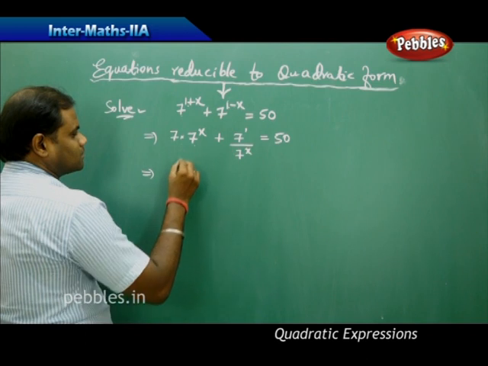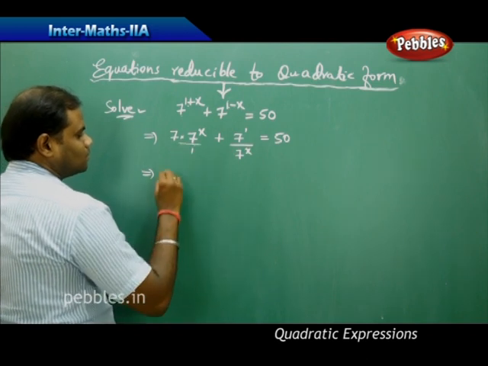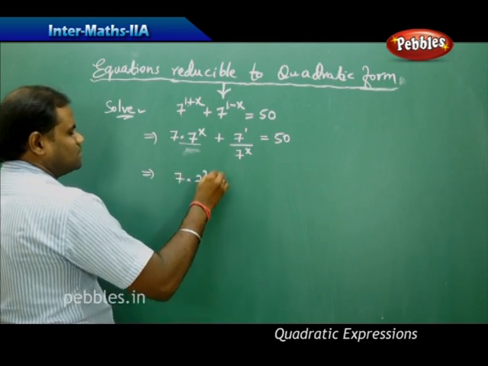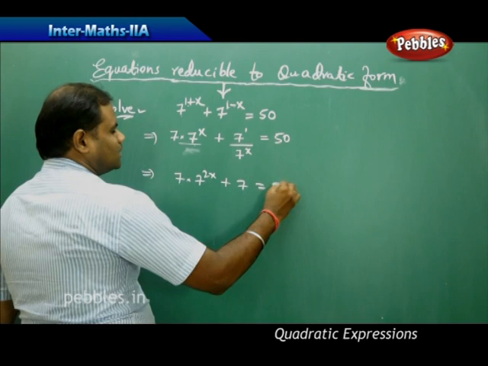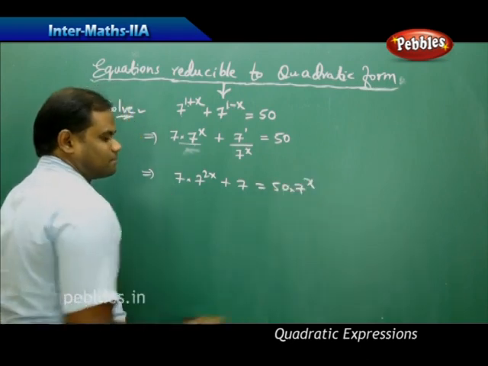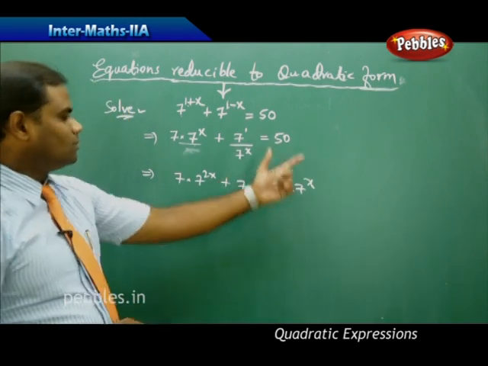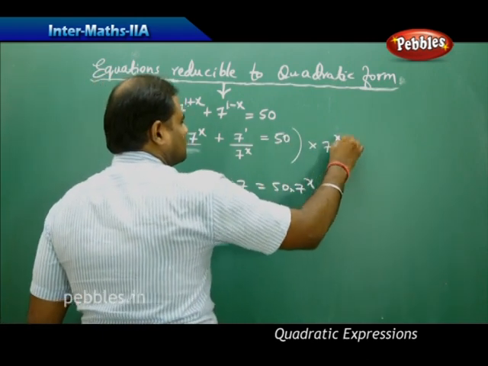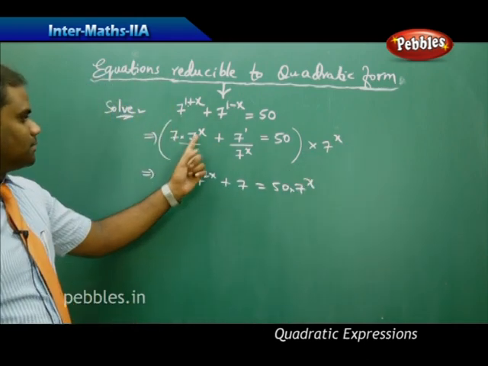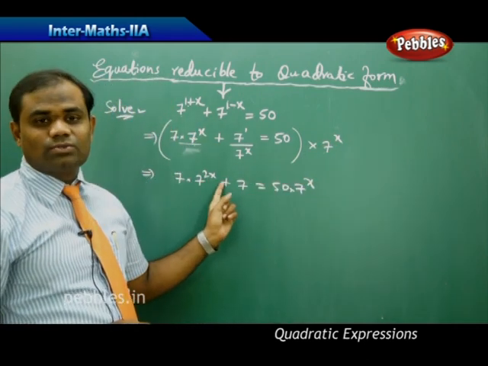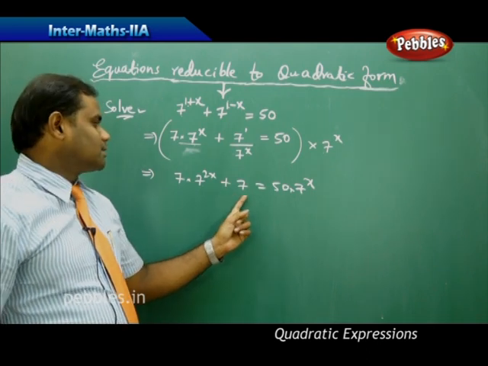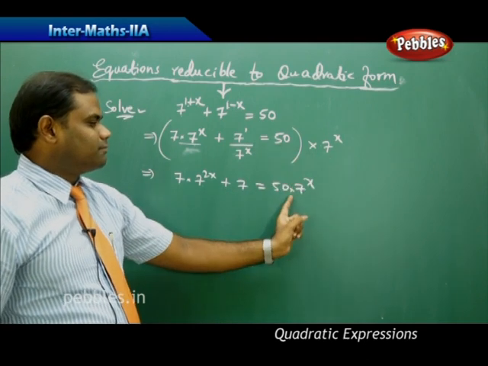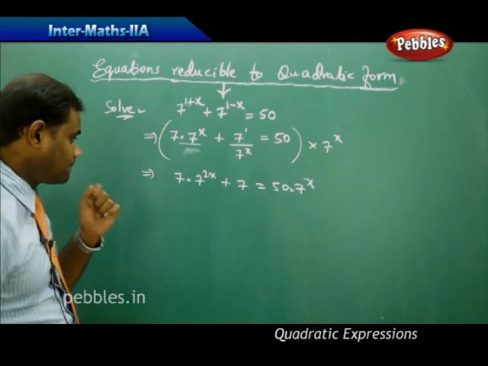Now proceeding similarly, taking LCM, or multiplying throughout with 7 power x, I get this to be 7 power 2x plus 7 equals 50 times 7 power x. So I have multiplied the whole equation with 7 power x. 7 power x into 7 power x is 7 power 2x using the law of index, and then this reduces to 7, because this gets cancelled, and then 50 times 7 power x.